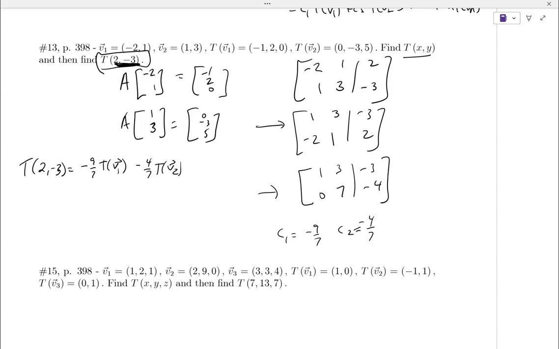So if we wanted to find a general rule for transformation of x, y, we would need to do the similar thing that we did here. We would want to solve that system -2, 1, 1, 3, and then for some arbitrary x, y, and figure out what we would need for our constants in terms of the x and in terms of the y.